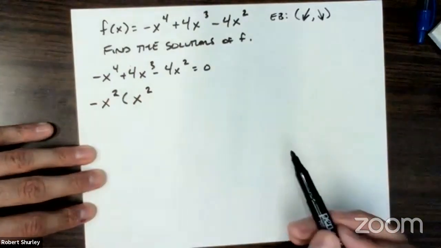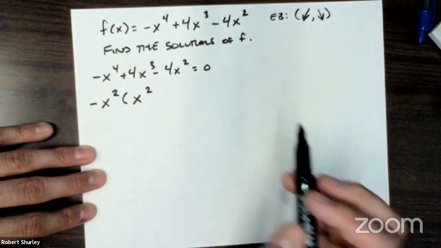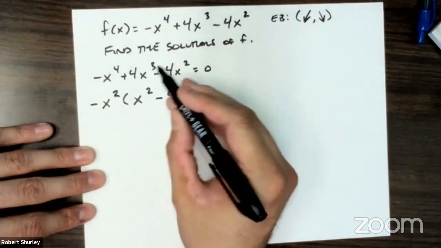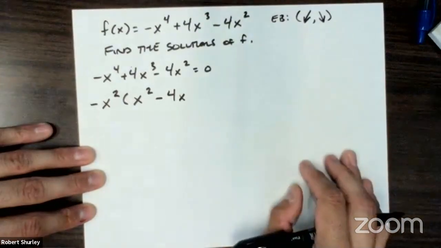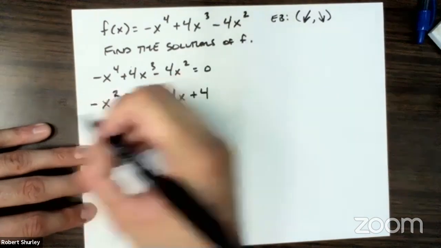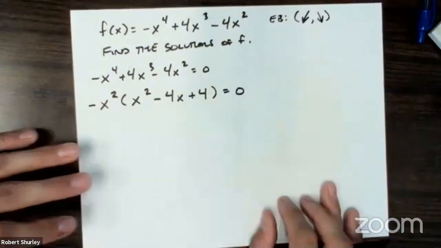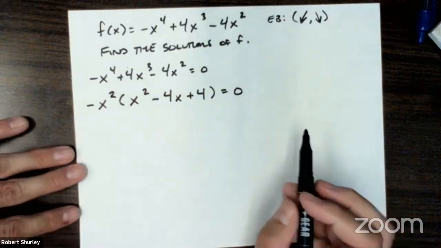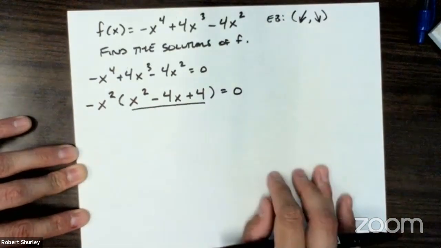X squared times x squared gives me x to the fourth. Negative positive gives me the negative. This is going to turn to positive, or negative 4, I should say. Take out 2 x's, I'm left with just an x. And lastly, when I take out the negative, this becomes a positive 4. I took out both x's. So we wind up with x squared minus 4x plus 4. Now I'm going to factor this completely, okay?